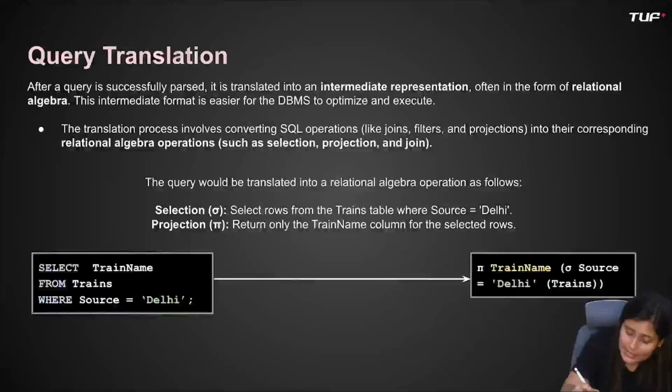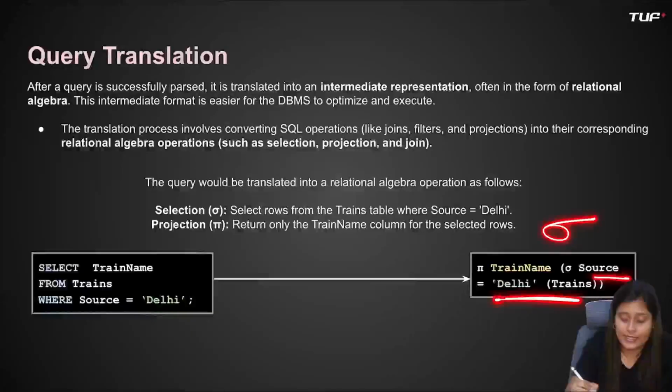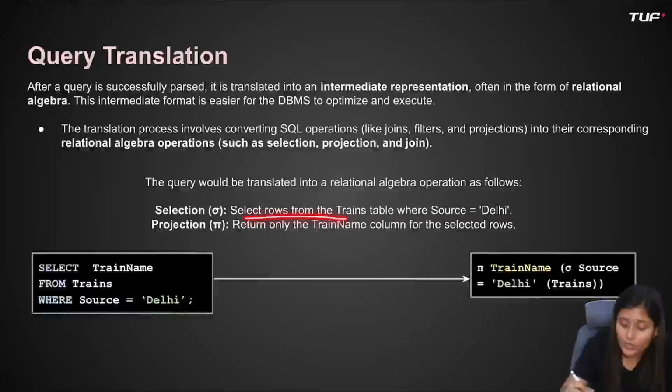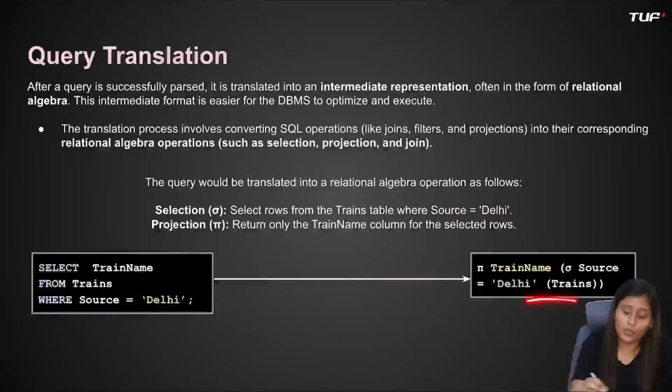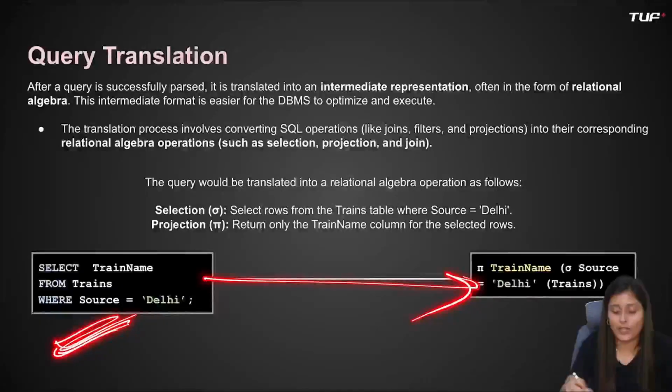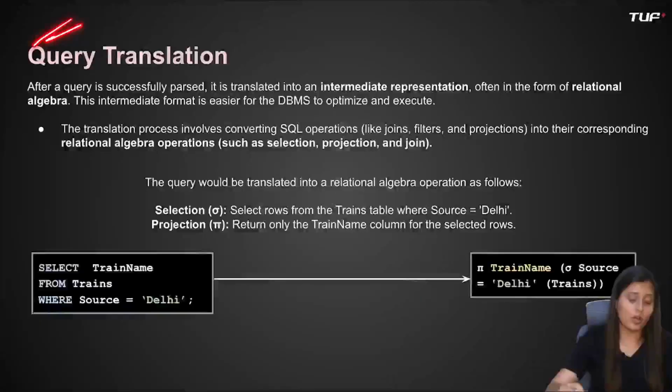So if you can see this sigma and pi, right? Basically sigma means that if the source is Delhi, it selects all the rows having source Delhi, and pi means projection. So it will give you the result of train names whose source is Delhi. So that's how we convert this. After conversion, this is how the relational algebra query will look, and that is the task of the query translator.